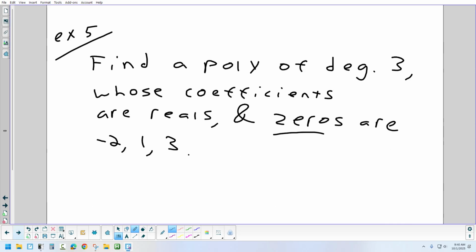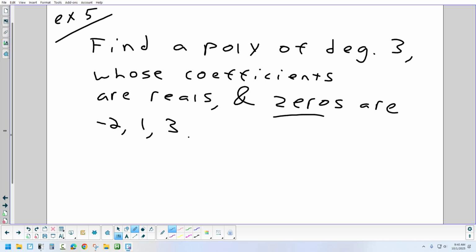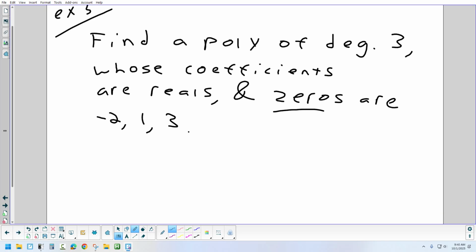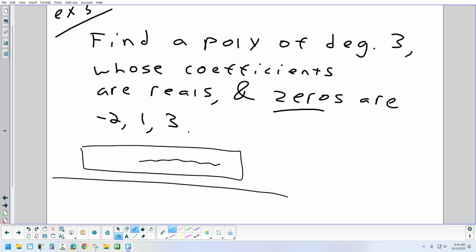So I want you to find a polynomial that's degree 3, so cubic. It's all real roots, no imaginary. And the roots are negative 2, 1, and 3. Okay, so I'm basically looking for what would be in the top in that box right there.